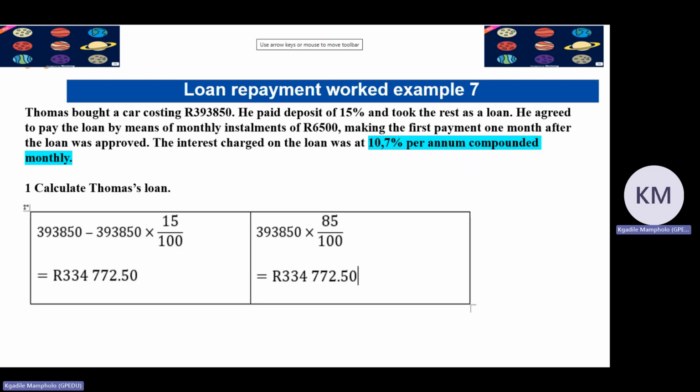So remember, if it's 20%, then that other one will be 80 over 100. Just say 100 minus 15. So whether you subtract 15% or take 85% of it, the answer will be the same.